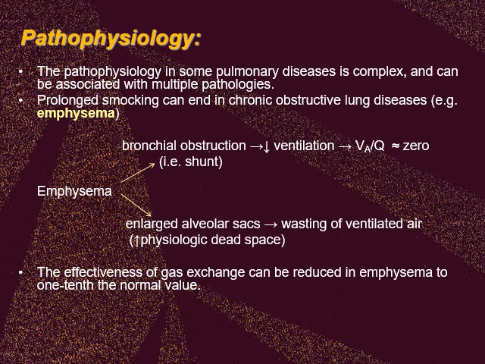Prolonged smoking can end in chronic obstructive lung disease such as emphysema. Please note that emphysema can have a dual effect. It can cause bronchial obstruction. This will end in decreased ventilation and makes the perfusion ventilation ratio approximate zero, thus to say shunt formation.